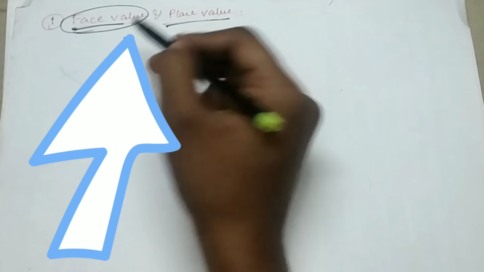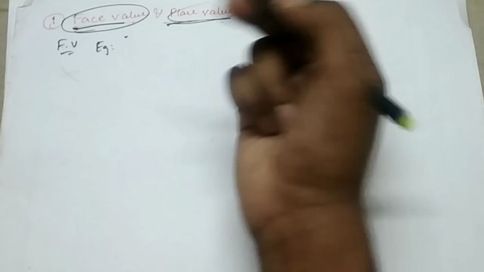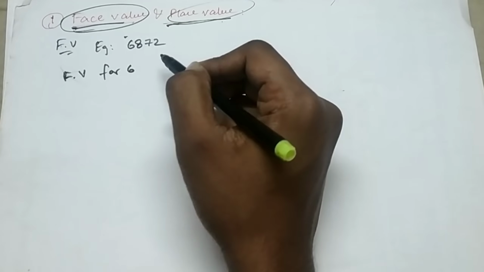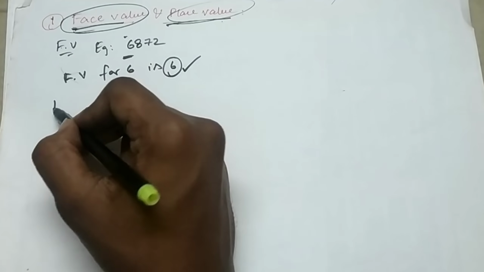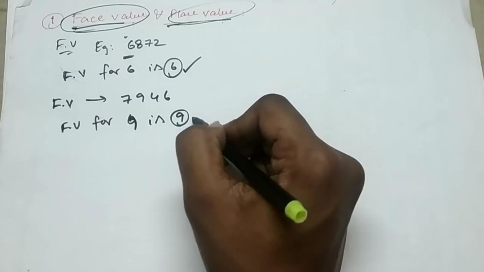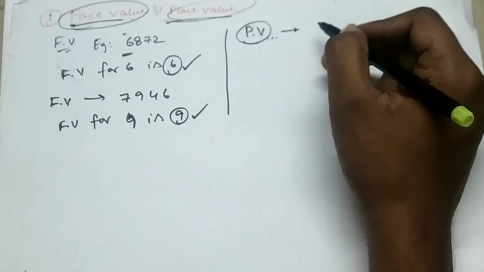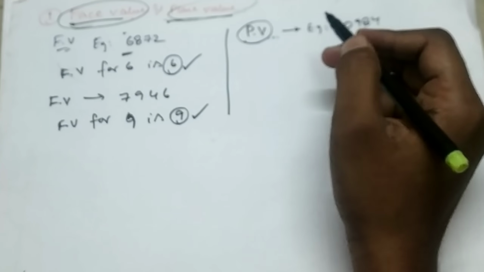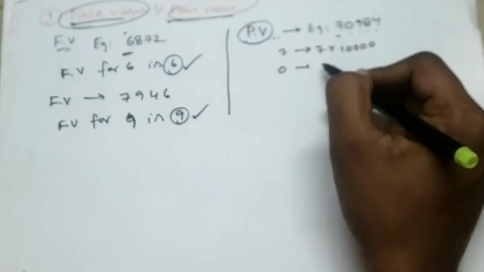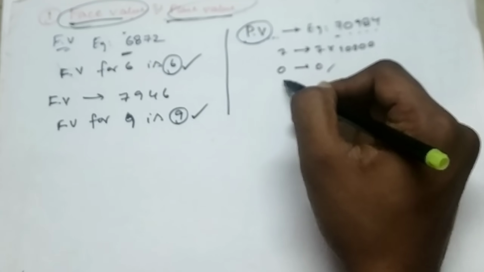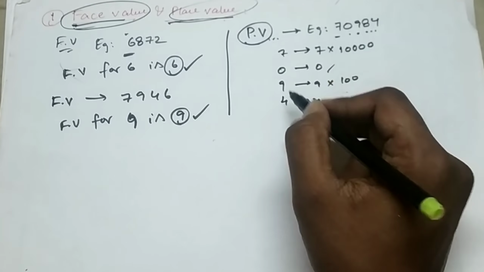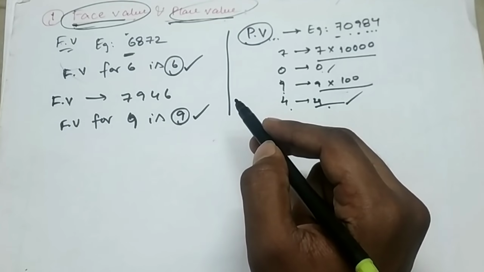Right, let's see face value and place value. If we take the number 6872, the face value of 6 is 6. For another example, if we take the number 7946, the face value of 9 will be 9. Okay, let's see the place value. For example, 70984. The place value of 7 will be 7 into thousands, and for 0 it will always be 0. The place value for 9 will be 900, 9 into 100, and 4 will be 4 into the units place. Okay, so in this way we'll see the place value and the face value.